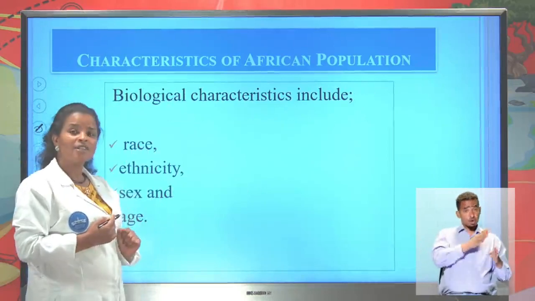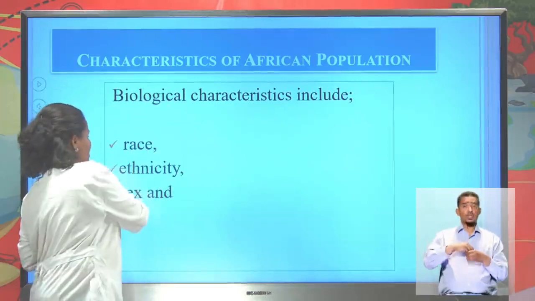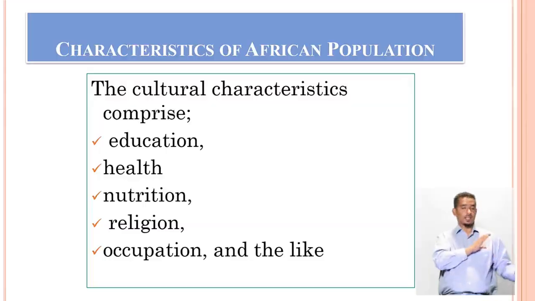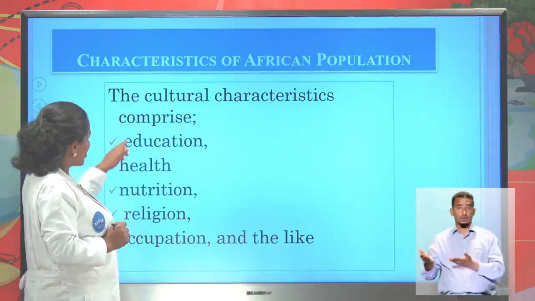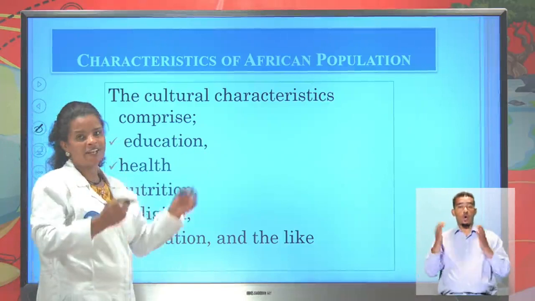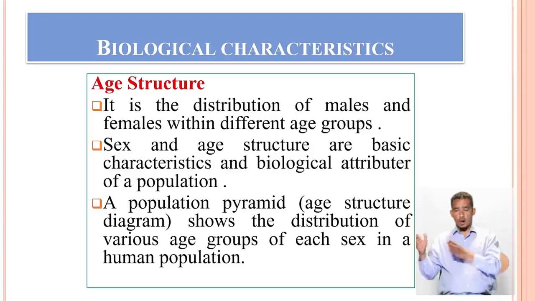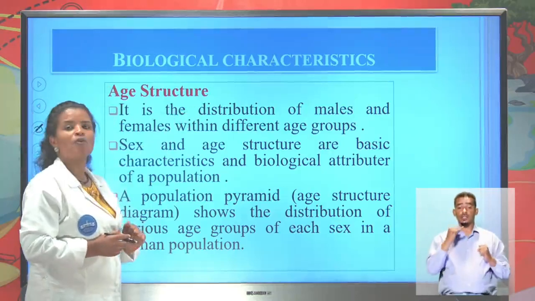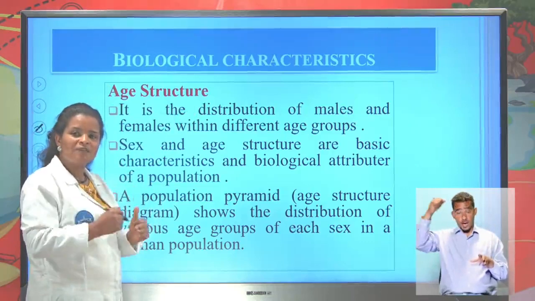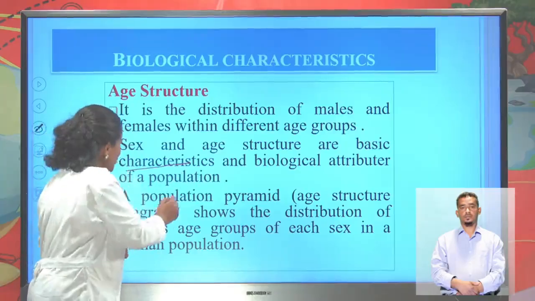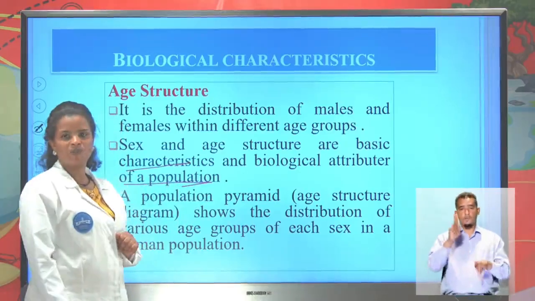The biological characteristics include race, ethnicity, sex, and age. The cultural characteristics comprise education, health, nutrition, religion, occupation, and the like. Students, let us see the age structure of Africa. Age structure is the distribution of males and females within different age groups. Sex and age structure are the basic characteristics and biological attributes of a given population.